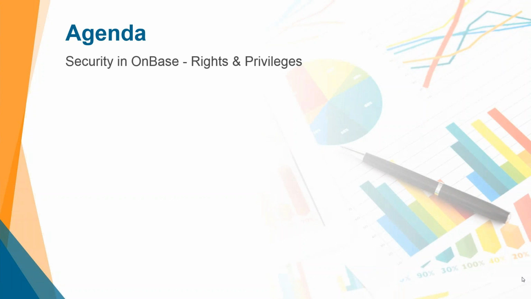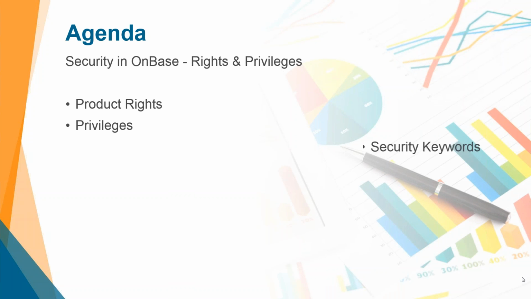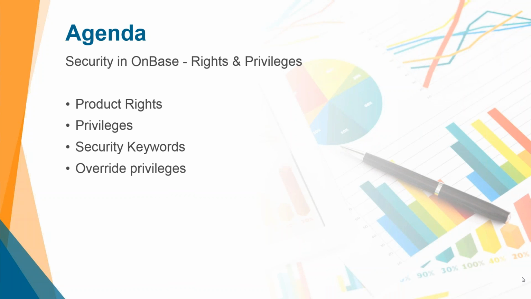So for the agenda today, like we said, we're going to be talking about security in OnBase with rights and privileges. We're going to be going through product rights, privileges, security keywords, which are always fun, and override privileges. We're going to be talking a little bit about the least restrictive rule, and most restrictive as well. And finally, we're going to touch base a little bit on workflow security, which could nearly be its own webinar in itself. Workflow security interacts with OnBase in a unique way, and it complements the product rights and privileges that we'll go over in just a bit, and we'll tell you why.